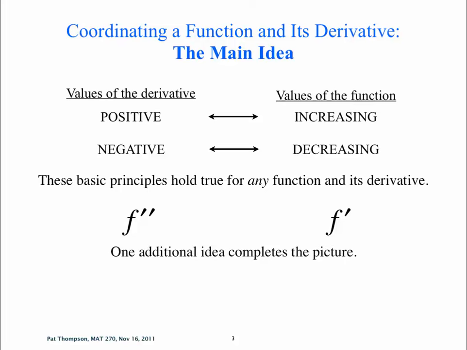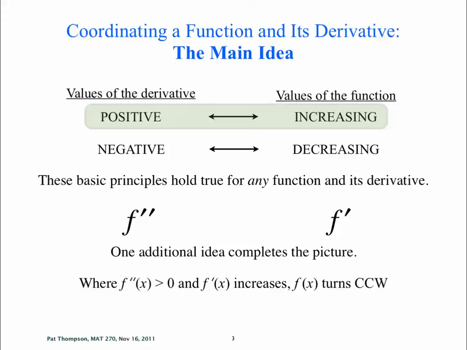Okay, and then there's one additional idea that gives us almost 99% of what we need to reason about these problems, and that is when the second derivative is positive. What would that mean? If the second derivative is positive, that would mean that the first derivative is increasing. And so then what is f doing if the first derivative is increasing?